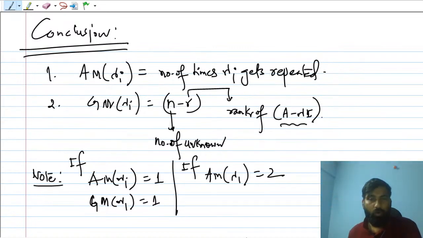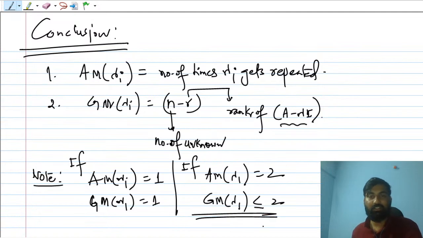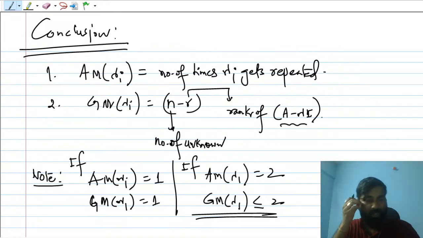Okay, so AM of lambda 1 is this, then GM will be what? GM can be less than or equal to 2. Don't take exactly 2 or less. First of all, you have to calculate. Don't blindly say the answer will be this. You have to evaluate the rank of the matrix. Rank of which matrix? Rank of the A minus lambda I matrix.